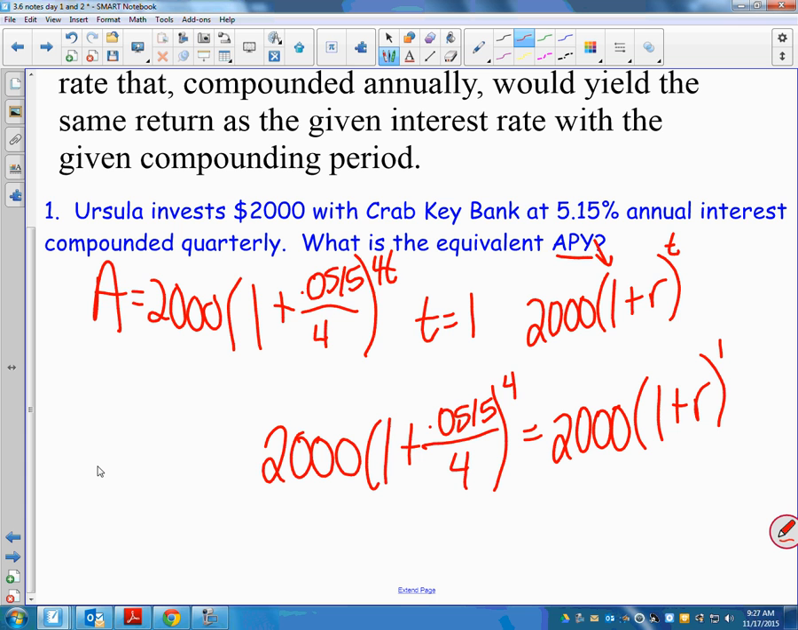Now we just want to solve this for R. Every time, it's going to be the same amount to start with. So do you agree that I could just divide by 2,000? And that's going to cancel out with this. So basically, if you want to change an APR to an APY, you just set that middle part of the formula equal to just 1 plus R. And that's really not a hard problem to solve for.